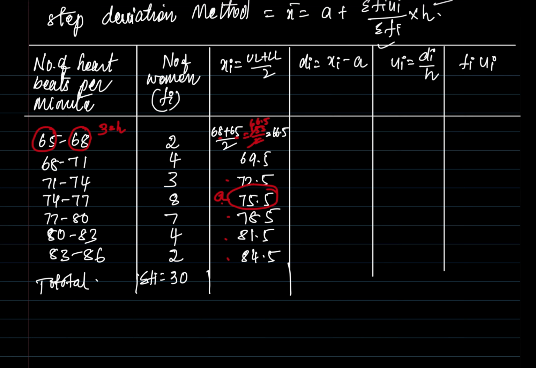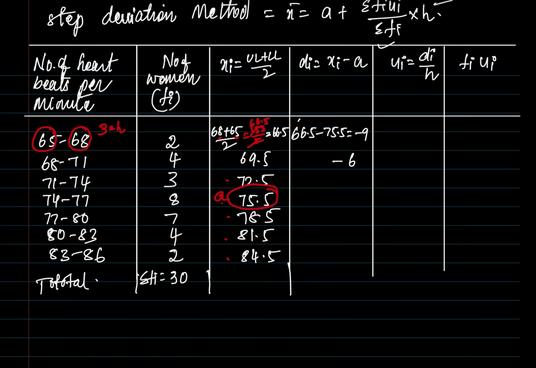Then what you have to do? You have to find our di. So di is xi minus A. xi is 66.5 minus 75.5. That is equal to minus 9. In the same way, you have to solve all the others.